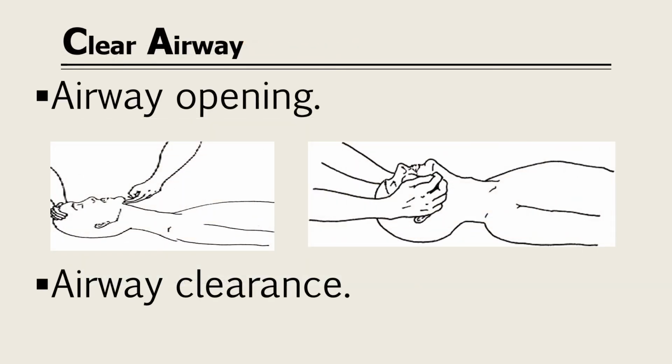So how to open the airway? We have maneuvers to open the airway. First of all, head tilt, chin lift. As you see in the picture, one hand on the forehead, tilting the head backward, and two fingers of the other hand on the chin, elevating or lifting the chin. So this is what is called head tilt, chin lift.